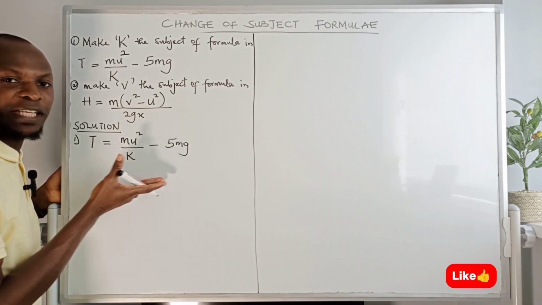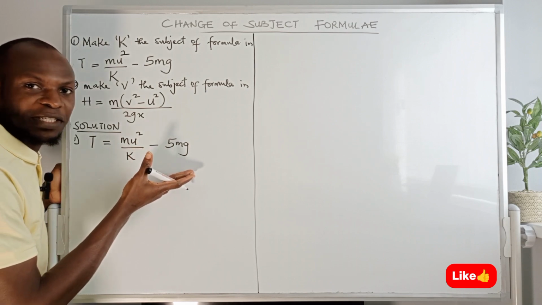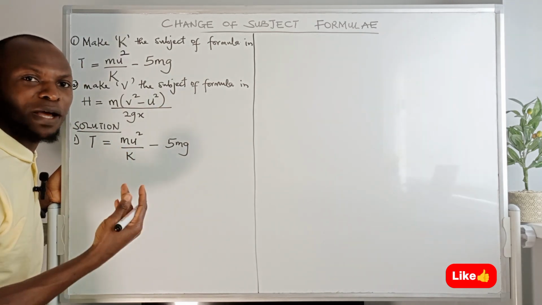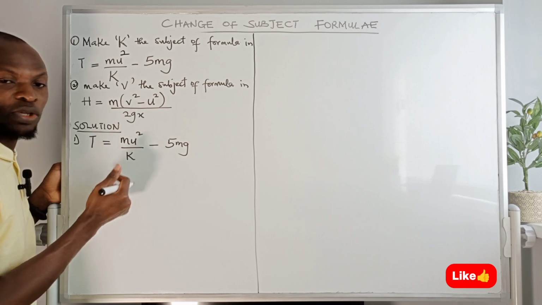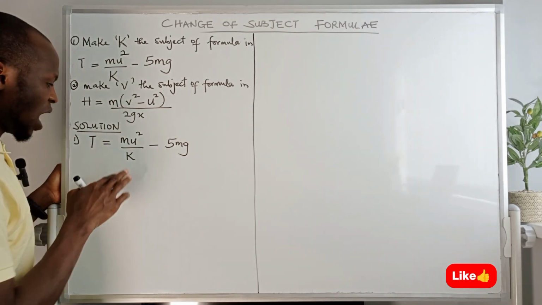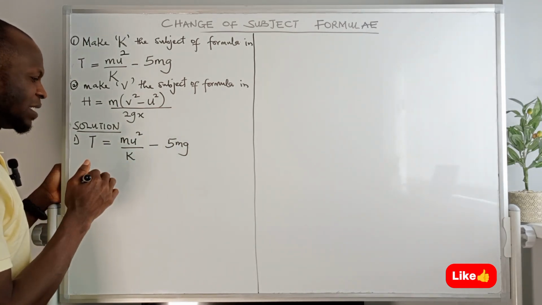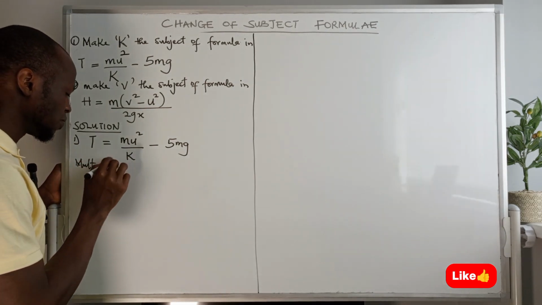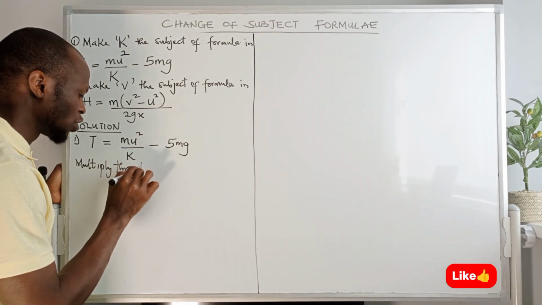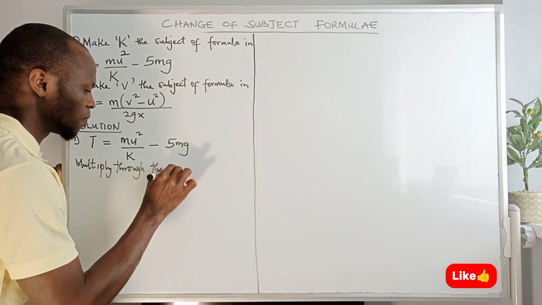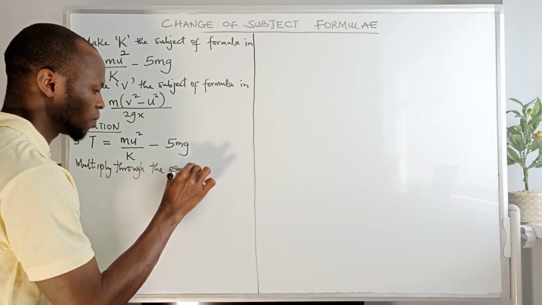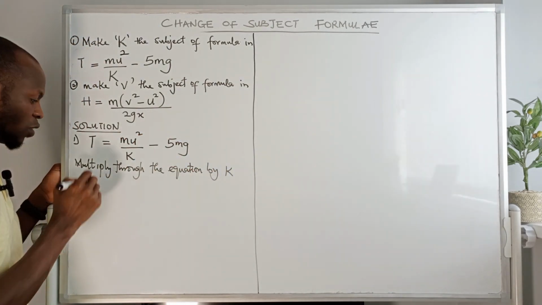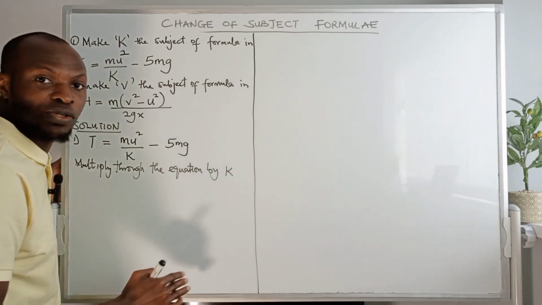Some people can find the LCM of the right hand side of the equation. What you just need to do is to find a simpler method you can use to change the subject of formula. But for me, I want to remove this k by saying multiply through the equation by k. Okay?